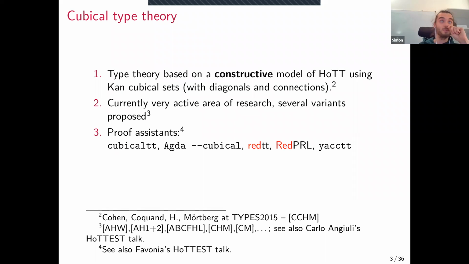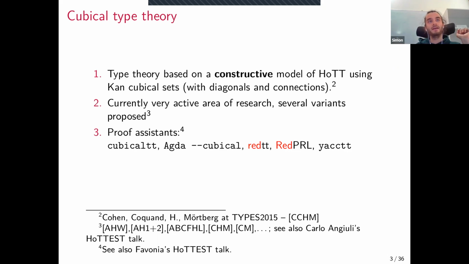So let's start with cubical type theory. So this is just a quick recap. This is a type theory which is based on a constructive model of homotopy type theory, which is based on a notion of Kan cubical sets. So this is the so-called CCHM cubical type theory. So this has some diagonals and connections, and there are also these reversals. But I will not really go into the technicalities like that.